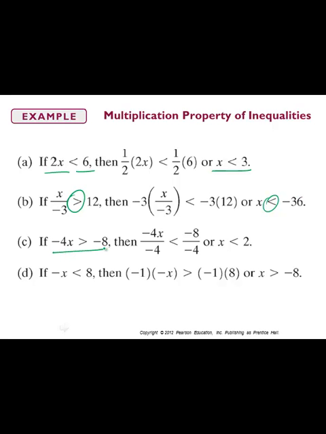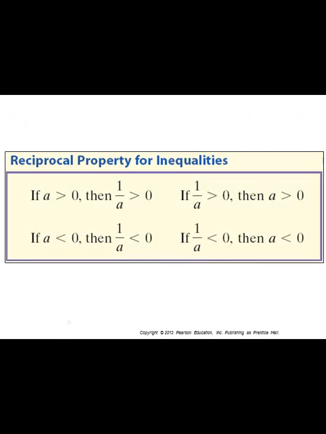If you have negative 4x greater than negative 8, then you divide both sides by negative 4, which will reverse the direction of the inequality, giving us x is less than 2, which is the equivalent inequality to negative 4x greater than negative 8. Also, if you have negative x less than 8 and you want to get rid of the negative symbol, then you can multiply both sides by negative 1, which again will reverse the direction of the inequality, giving you x greater than negative 8. Moving on here.